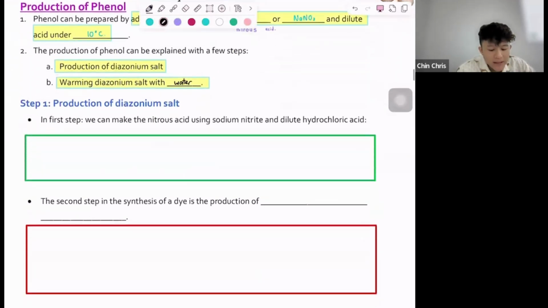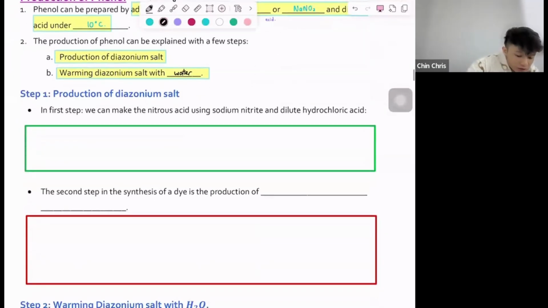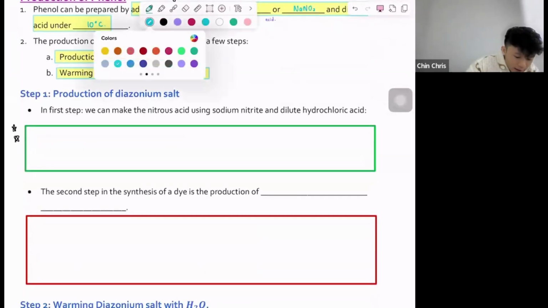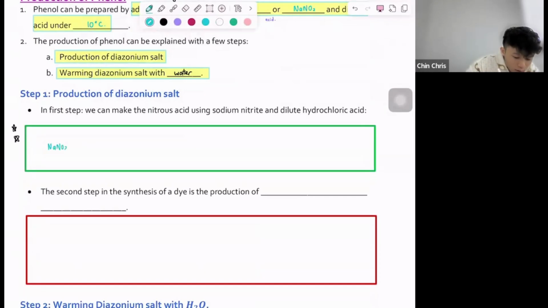First step, we can make the nitrous acid by using sodium nitrite and dilute HCl. So guys, first step, equation, you have to memorize. NaNO2 plus HCl will turn into nitrous acid, HNO2, plus NaCl. That is your nitrous acid. That's your first step.